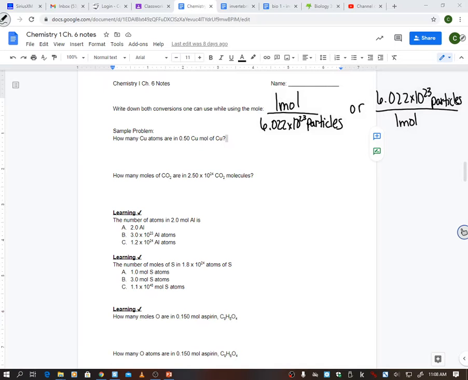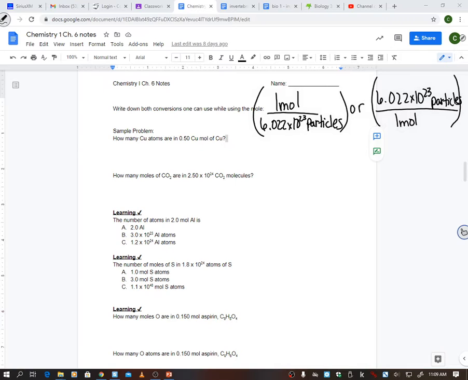All right, so it depends, which one of these am I going to use? Well, if what they give me in my problem is, hey, you have 120 particles, then I'm going to use this one because I would need particles on bottom. But if the problem tells me, hey, you have 2.5 moles of hydrogen, how many particles is that? I'm going to use this one because I need moles on bottom to cancel out.